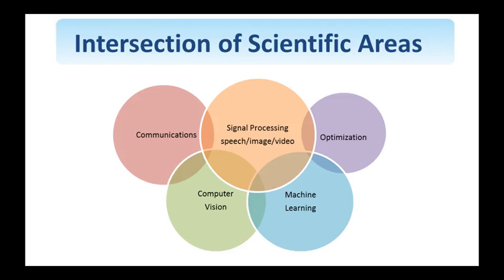As time goes on, what we see is that the boundaries between traditionally separate areas become fuzzy, or in other words, there's overlap between these traditionally separate areas. So when it comes to signal processing, and more specifically to image and video processing that we'll be dealing with in this class, there is overlap between this field and the fields of communication, computer vision, machine learning, and optimization.